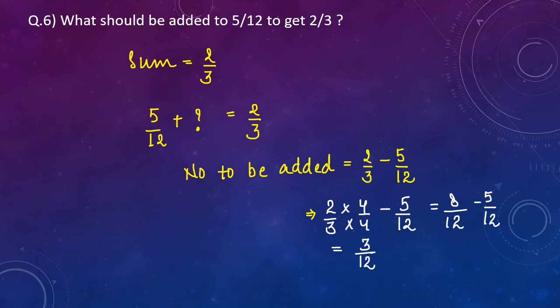3 upon 12, both comes in table of 3. So divide 3 by 3 and 12 by 3. It will be equals to 1 upon 4. That means number to be added is equals to 1 upon 4.